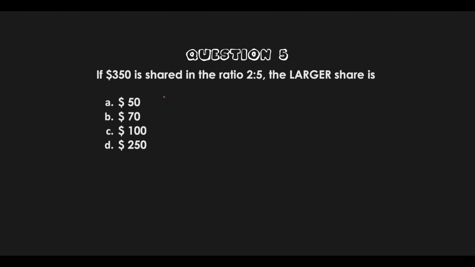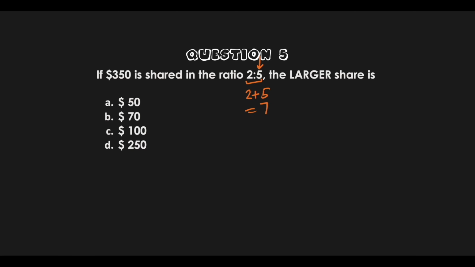So it says if 3/5 is shared in the ratio 2:5, the larger share is, so which one is the larger share first of all? This one. Now in order to work out the larger share, we need to figure out what this share in total would be. So we are saying it's 2 and 5. That's a ratio. So it has to be 2 plus 5, which is equal to 7.